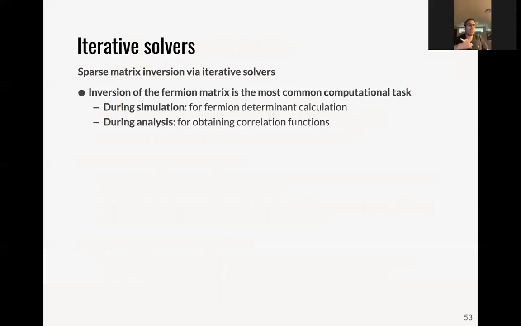As we said, we need to repeatedly invert this matrix. The inversion of this fermion matrix appears in the calculation of the probability, in the exponent, but it also appears when we want to compute observables. So also during simulations, the fermion calculation, and also during analysis. What we're repeatedly asked to do is to find Y in this equation. In other words, we want to find the inverse of the operator M on some appropriately defined right-hand side.